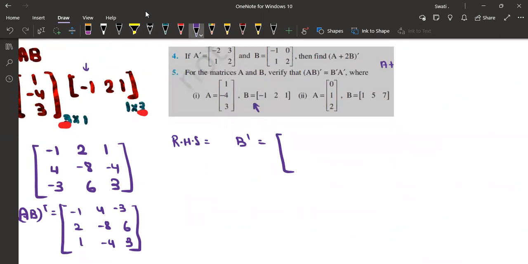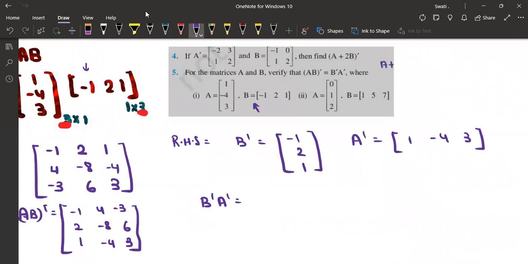So B transpose is simply going to be the row will become column, right? So -1, 2, 1. This is B. Now what is A transpose? A transpose is simply going to be the column will become the row. So 1, -4, 3. Now, what do we have to do? We have to find out B transpose A transpose.